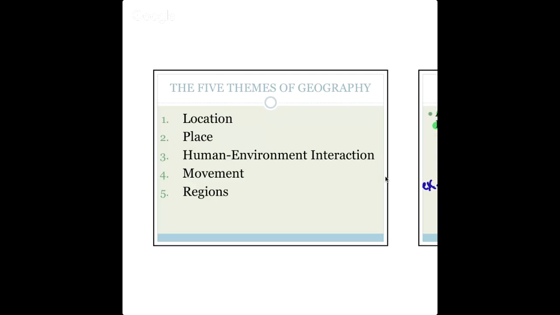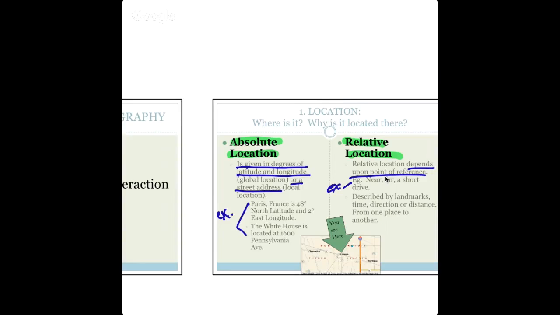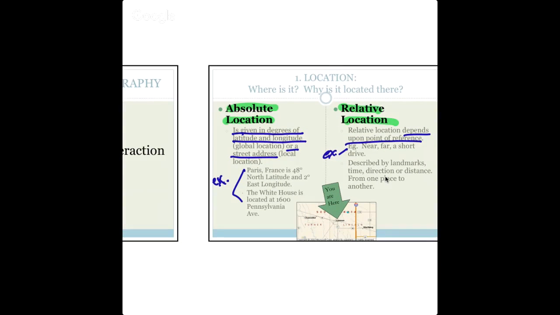We know that location means that there are 2 types of location. There's absolute location, which is done with lines of latitude and longitude. And then there's relative location, which depends upon a point of reference. And I gave you an example of my favorite deli, which is right down the road from the school. So the deli, that's my favorite, is relative to our location here at school because it is down the hill, down the road, all right?